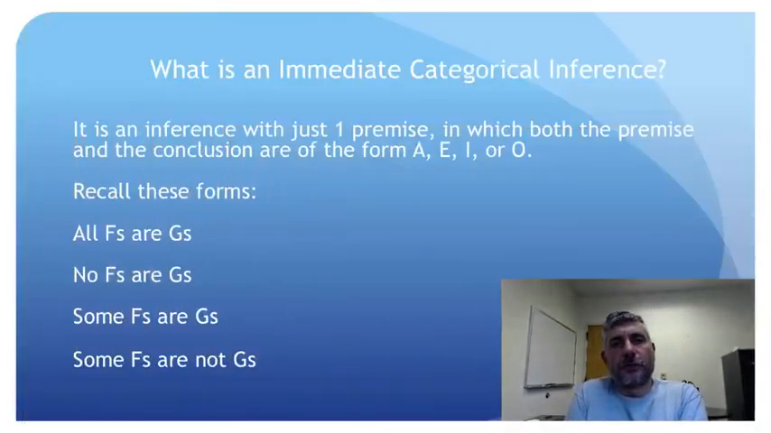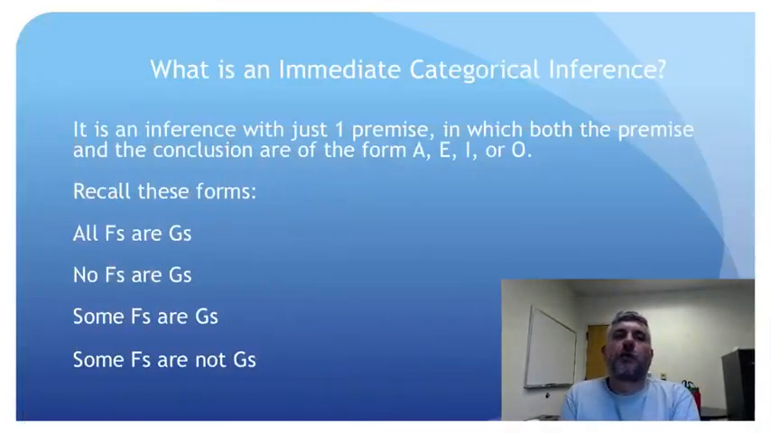In the last lecture, we learned about propositions of the forms that we labeled A, E, I, and O. We learned how to represent these propositions verbally and also visually using Venn diagrams. Today, I want to apply those lessons to study a kind of argument that we're going to call an immediate categorical inference. So, what's an immediate categorical inference?